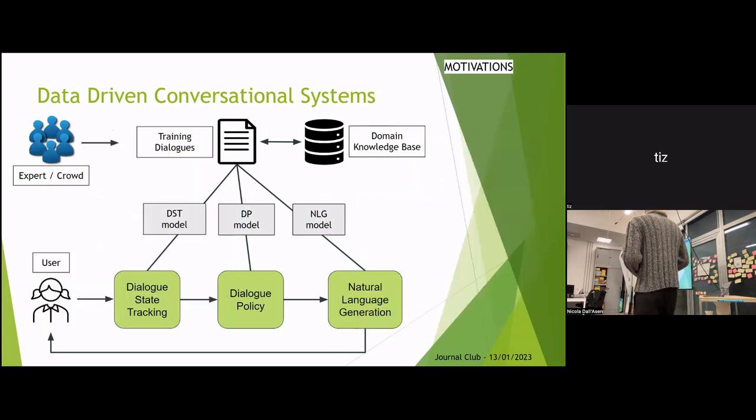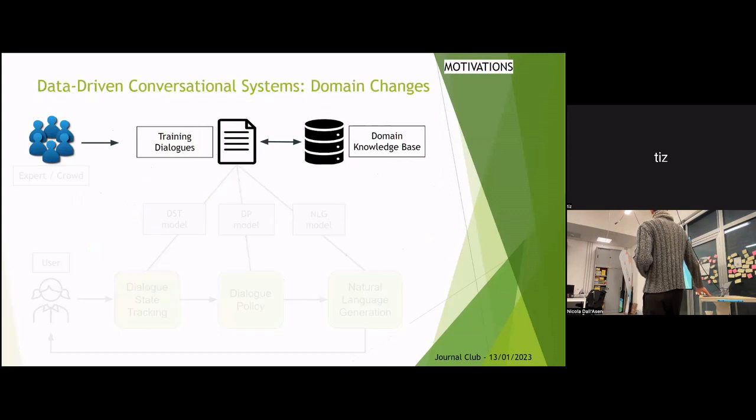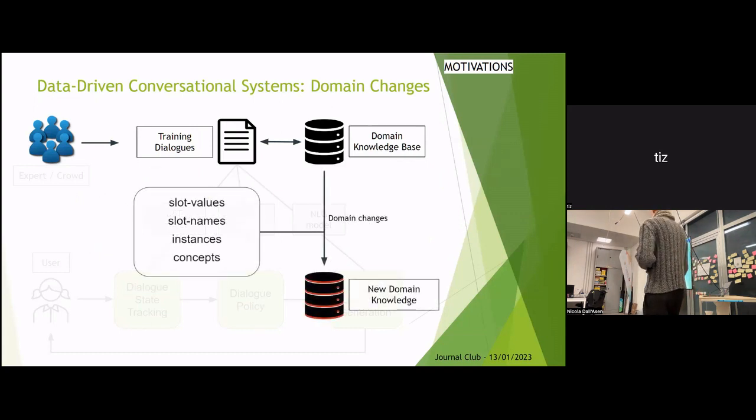So this is the general functioning of a dialogue system. What I'm interested in is to consider the situation where there are some changes. There can be different types of changes. We can have changes of slot values. For example, a restaurant starts to serve a different type of food, or we can have a different slot name.